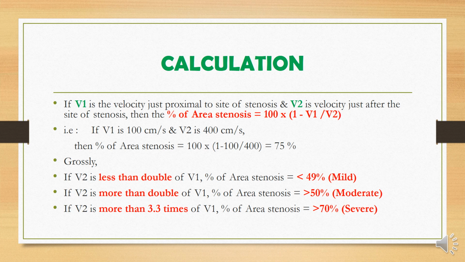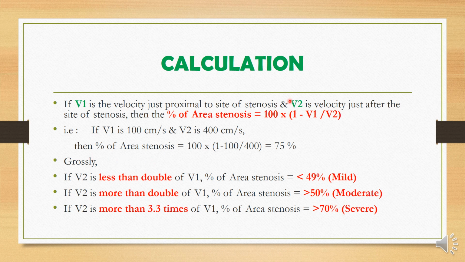We record the velocity at different levels in the artery. Suppose V1 is the velocity just proximal to the site of stenosis and V2 is the velocity just after the site of stenosis, then the percent of area stenosis will be calculated as 100 into 1 minus V1 by V2. Like if V1 is 100 centimeter and V2 is 400 centimeter, then the percent of area stenosis will be 75%.